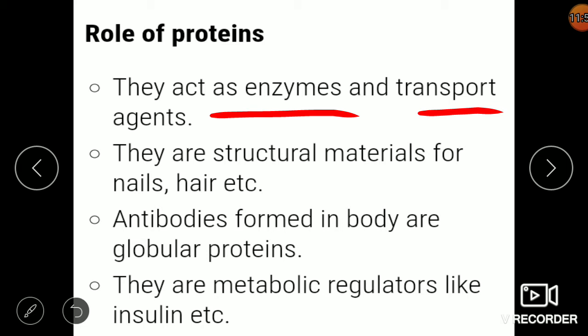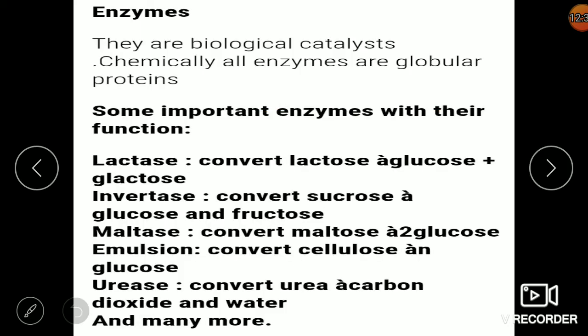The term protein itself came from proteose, that means the prime importance. So these make the basic structure of the body. It is present in the cell. The cells accumulate to make the tissue, then the tissues form organs, and the organs make your whole body. So these are the structural material. Next, antibodies formed in the body are globular proteins. They are metabolic regulators like insulin, etc. So these are some roles of proteins.